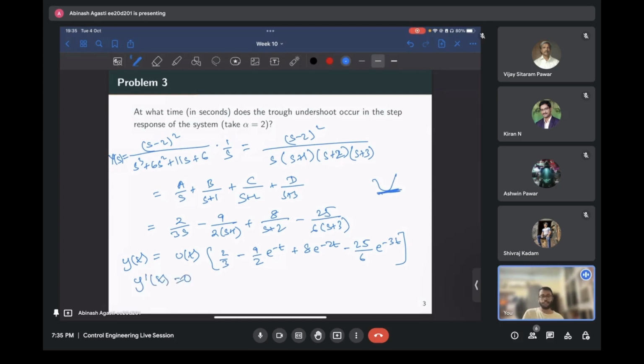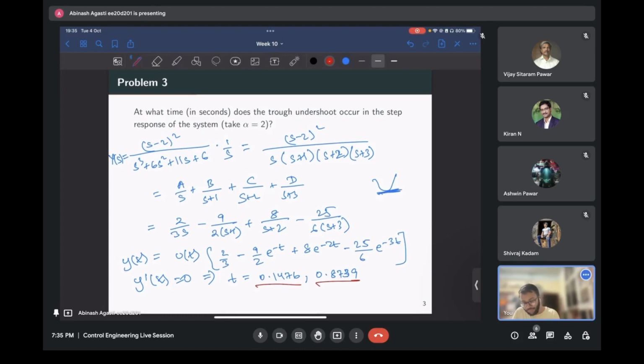Right? The first derivative will be 0 at some extrema point. So we want to find all time instances where this first derivative is 0. So perhaps using a calculator or some software, you can find out the time where this is equal to 0, and we get t equals 0.1476 and 0.873, right? So at these two time instances, we have some extrema, right? So how do we find out where we have the trough undershoot?